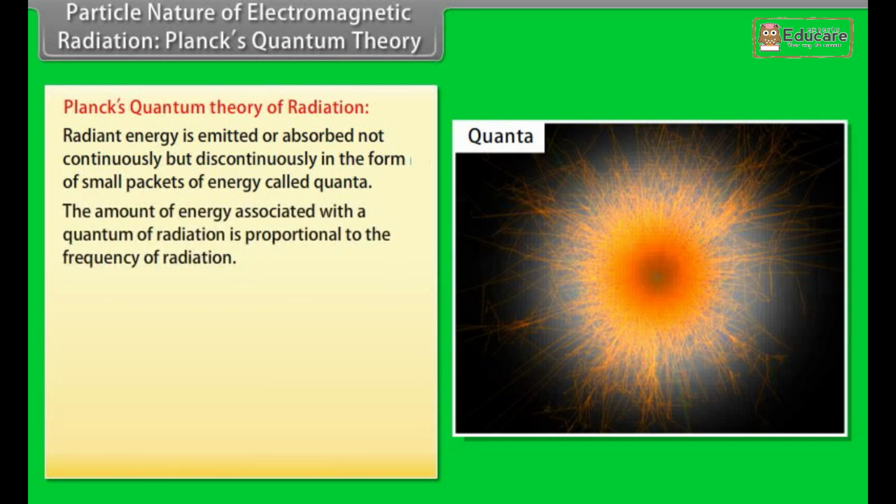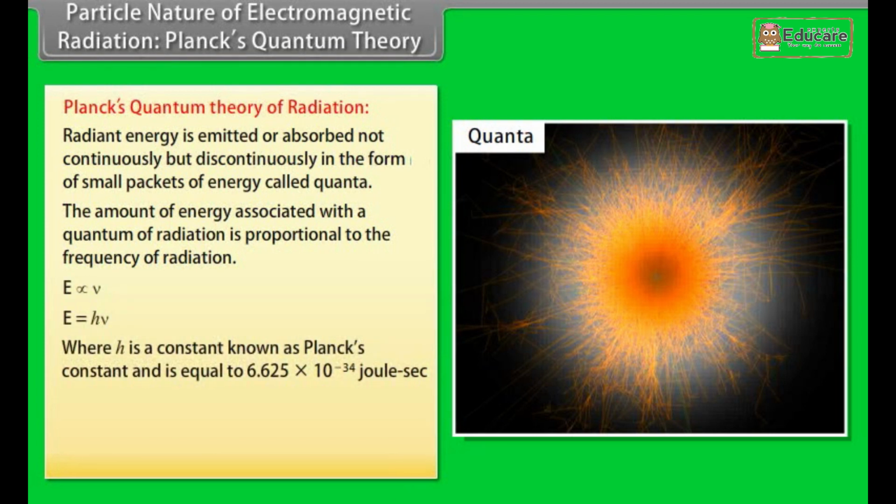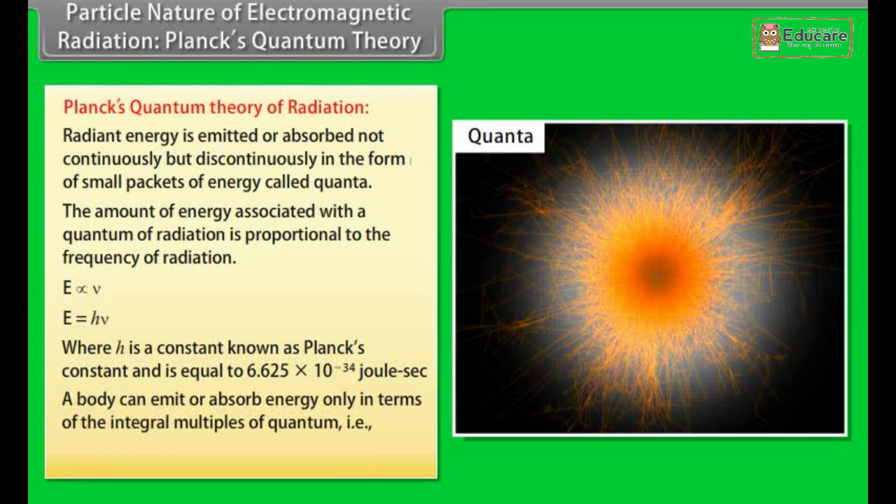The amount of energy associated with a quantum of radiation is proportional to the frequency of radiation, where h is a constant known as Planck's constant and is equal to 6.625 into 10 raised to the power minus 34 joule second. A body can emit or absorb energy only in terms of the integral multiples of quantum, that is, E is equal to n h nu, where n is equal to 1, 2, 3, 4, etc.